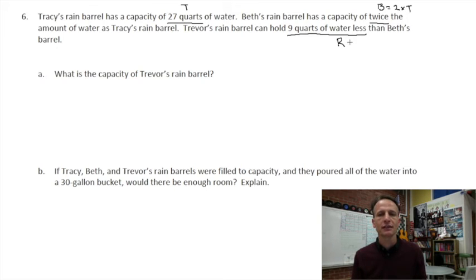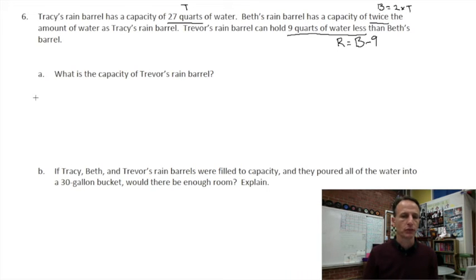So his is going to be, if you take Beth's and do what? His is less, right? So if we subtract 9 quarts from Beth's capacity, then we would have Trevor's, okay? And notice then, to find the capacity of Trevor's rain barrel, that's all we need to do. We'll go ahead and draw, but it's really not necessary for this first one, but we'll need it for the next one.